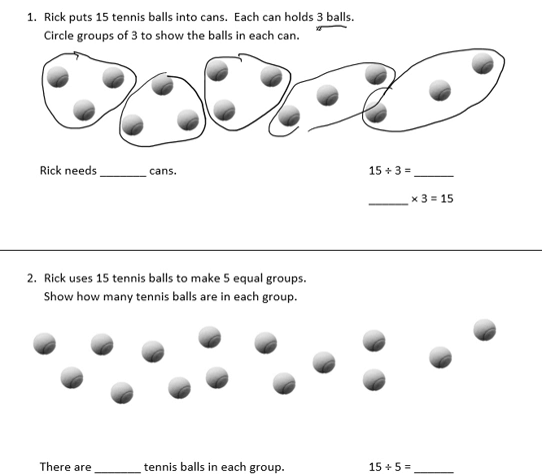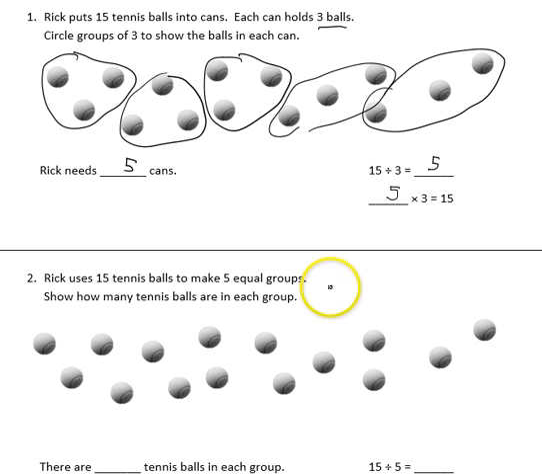And I see that Rick needs 5 cans because I have 5 groups. So if I take 15, divide it into groups of 3, I get 5 groups. I can show the related multiplication fact as 5 groups of 3 equal 15. So if I look at my division problem, the first number, the dividend, shows me how many tennis balls. The divisor tells me how many are in each group, and the quotient tells me how many groups.